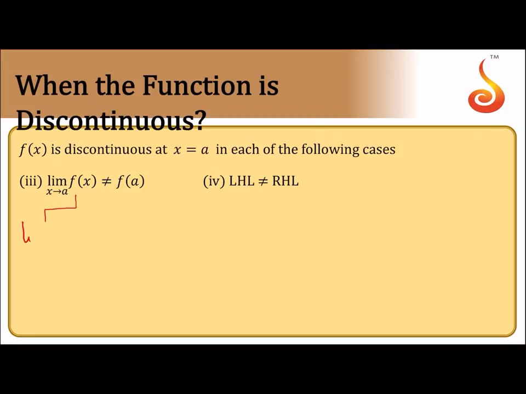Next one. Now, left hand limit is not equal to right hand limit. Limit x tending to a. Now this is actually two parts. Whenever they say this, they have two parts. Limit x tending to a minus f of x. The other part is limit x tending to a plus f of x. If both are equal, then we write like this.